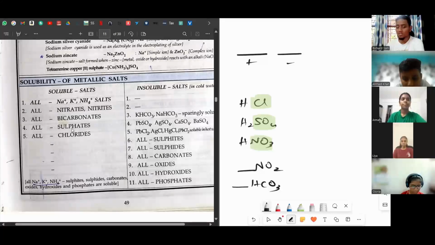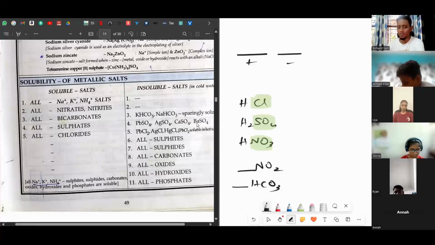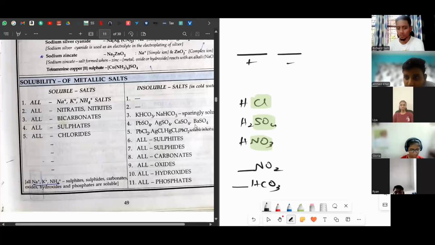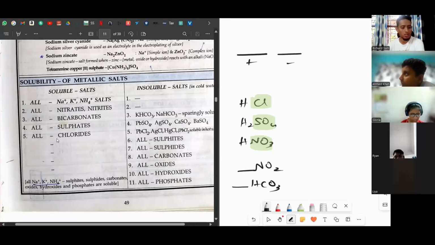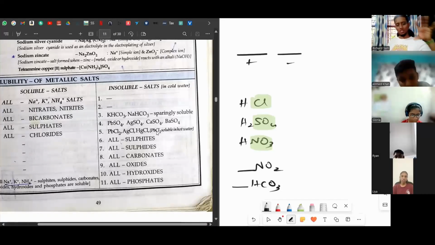Then sulfates, all sulfates are soluble, but there are four exceptions: Pb, that is lead sulfate, silver sulfate, calcium sulfate, and barium sulfate. These four sulfates are insoluble. And chlorides, again, there are three exceptions: lead chloride, silver chloride, and mercury chloride. These are insoluble, but PbCl2 is soluble in hot water. So there's a lot to memorize. You have to spend at least 10 minutes and just learn this, you will get this.